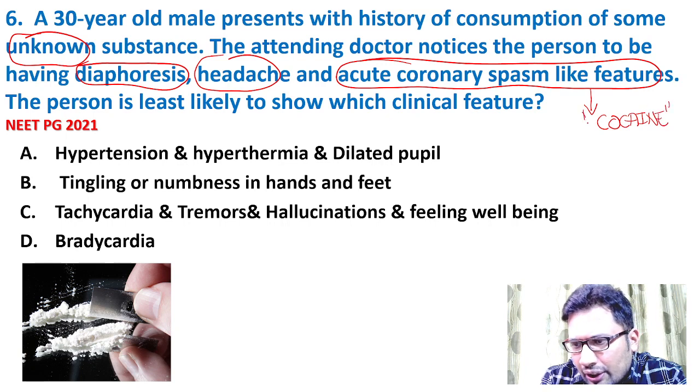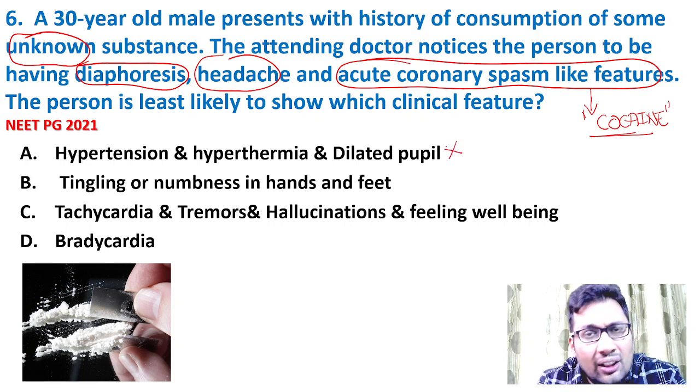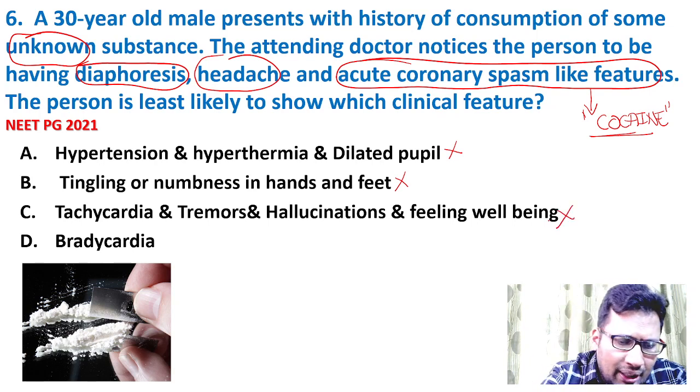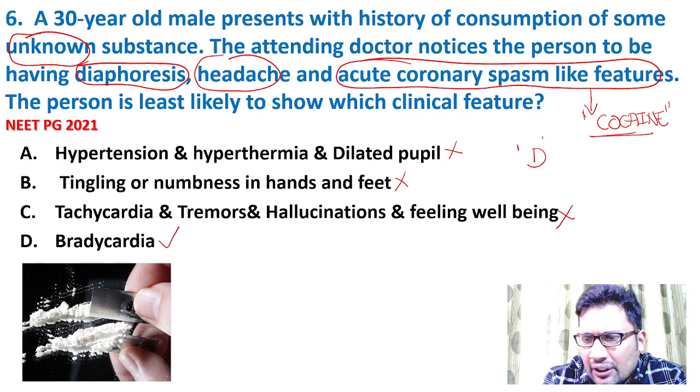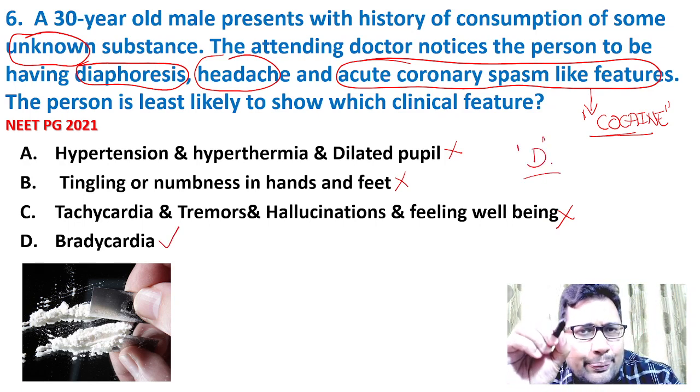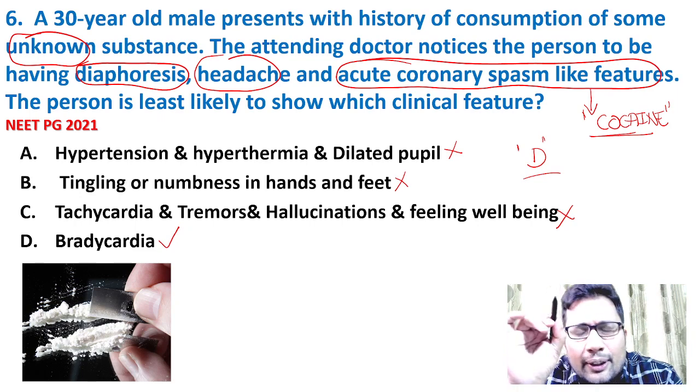Okay, cocaine. So hypertension, hyperthermia, that is seen. Yes, that is not the answer. Dilated pupil is also seen. Tingling, numbness sensation is also seen. Not the answer. Tachycardia, tremors, hallucination, feeling of well-being, all these are seen. So in case of cocaine poisoning, bradycardia is not seen. Your answer should be D. Cocaine was asked in NEET PG 2020, 21 and many other exams.